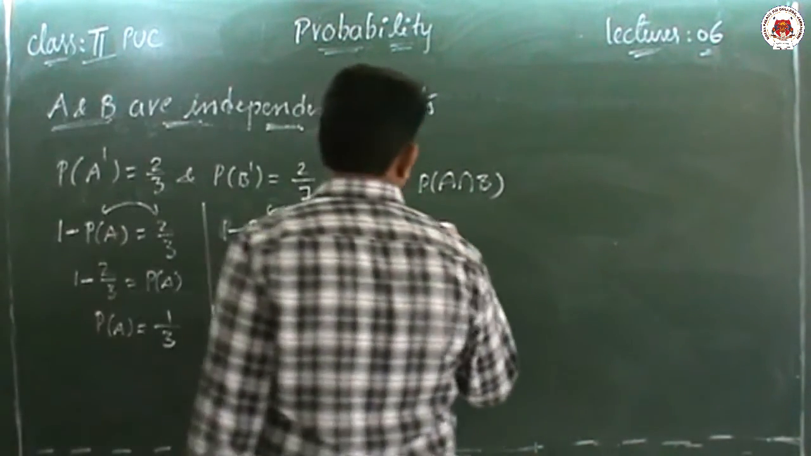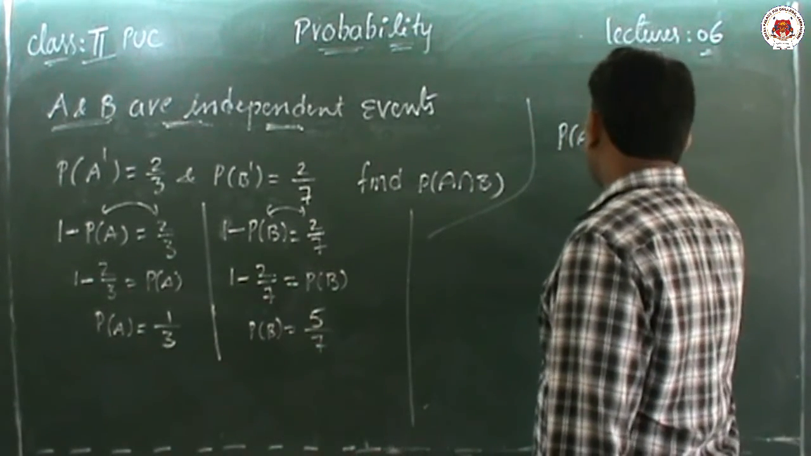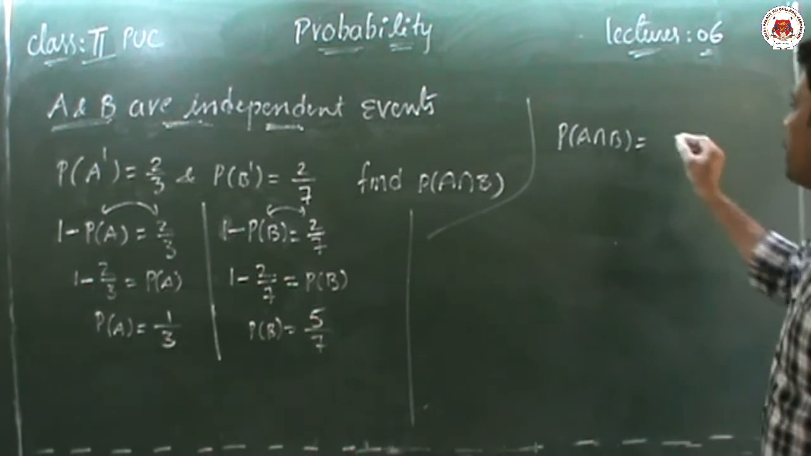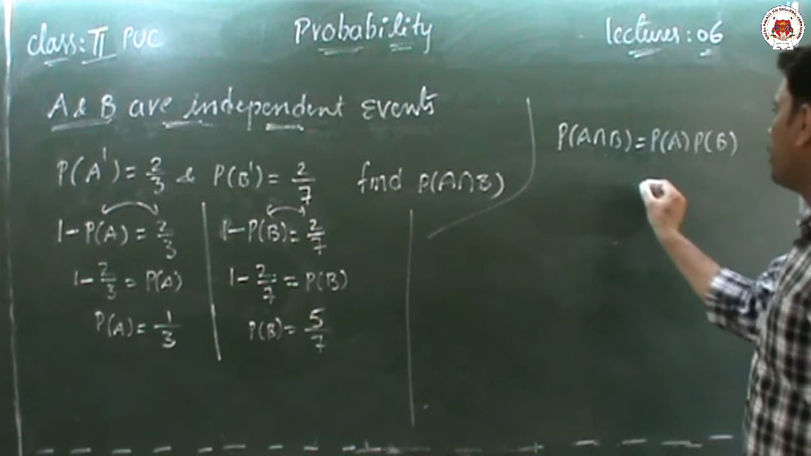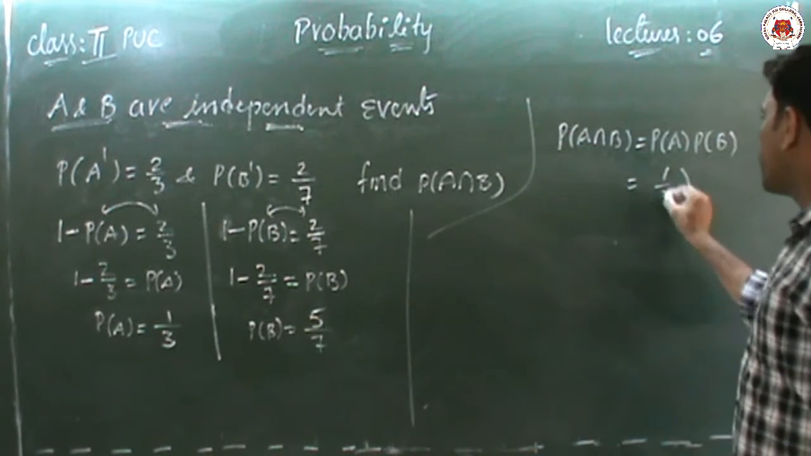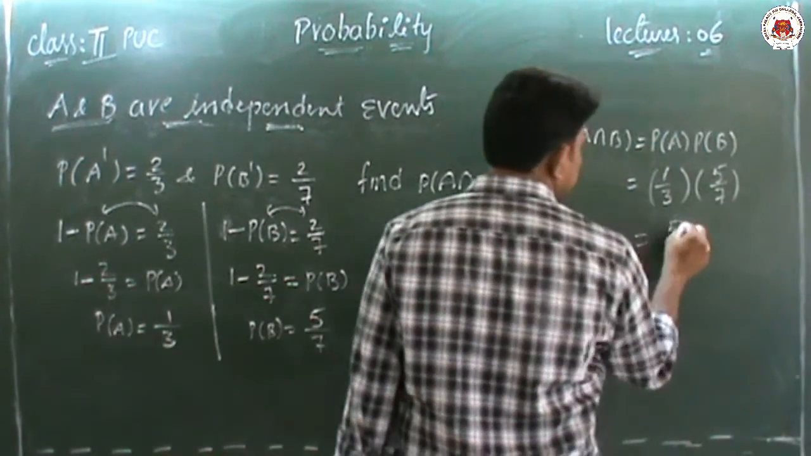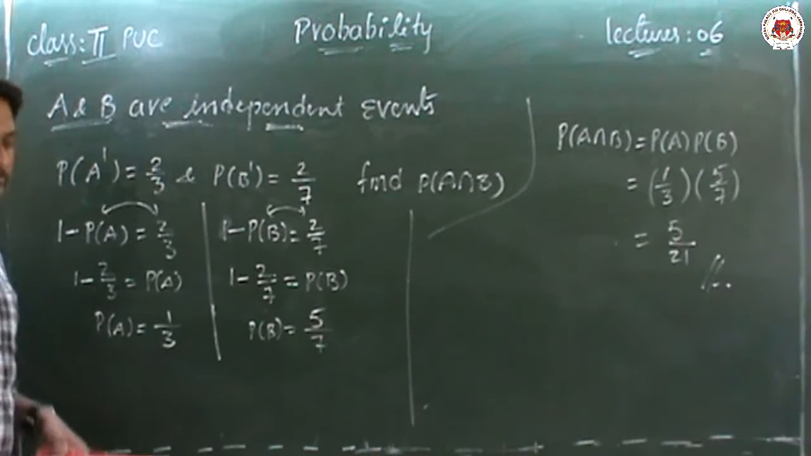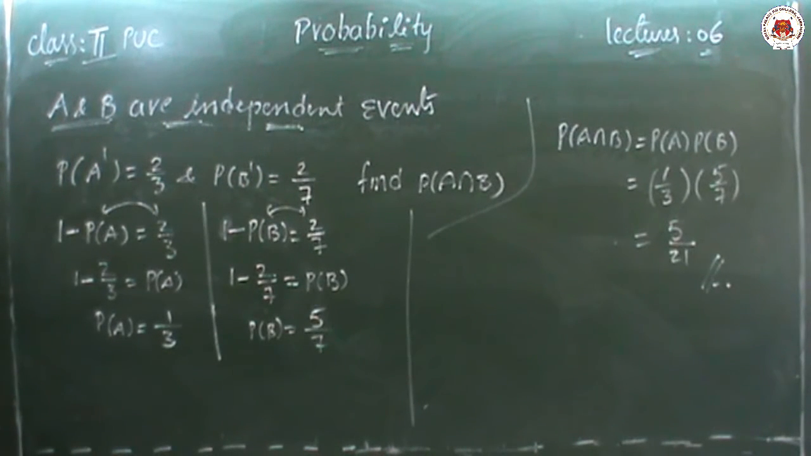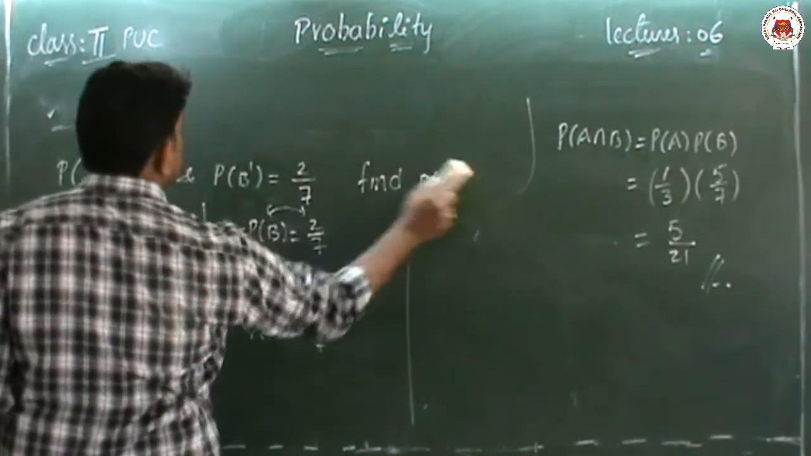Now we have to find P of A intersection B. So what is the formula? He said A and B are independent events. Independent events means P of A into P of B. P of A means 1 by 3 into P of B means 5 by 7. If you multiply, 5 ones are 5, 3 sevens are 21. So what is the answer? The answer is 5 by 21. This is the question he asked in the 2014 common exam. So, next question.